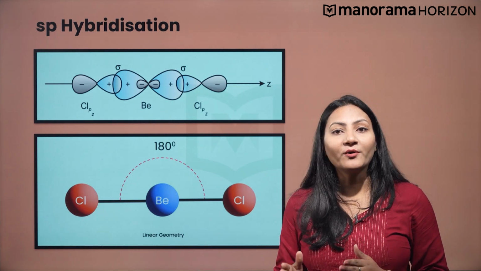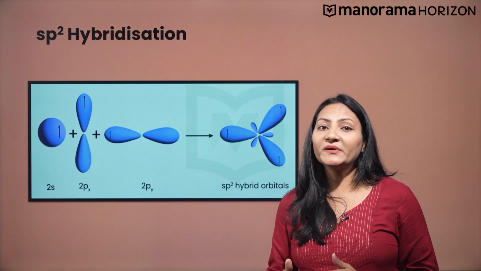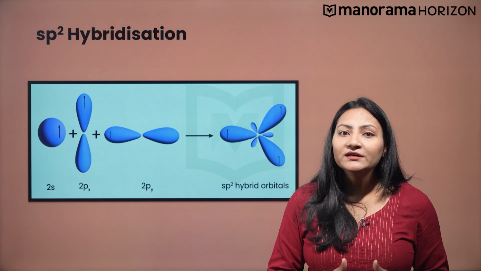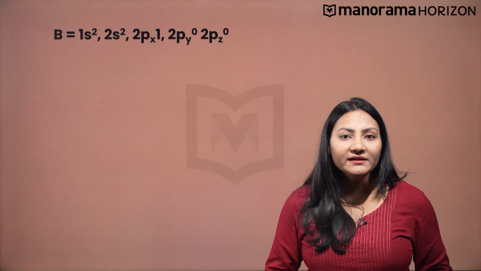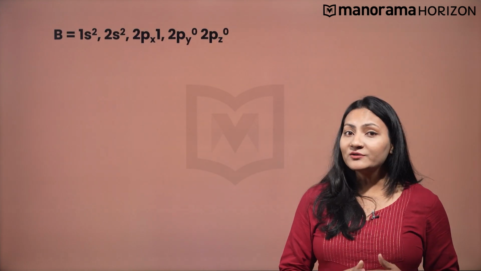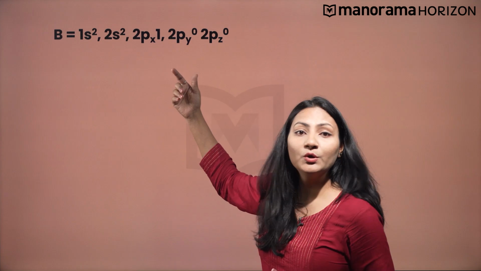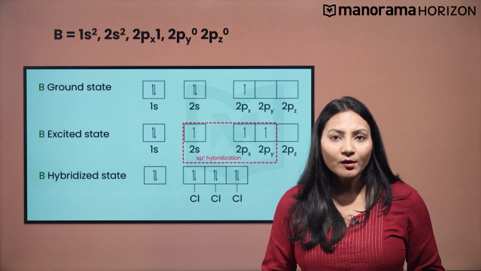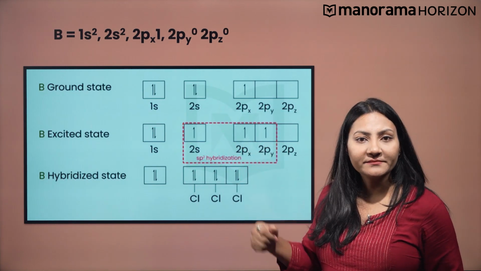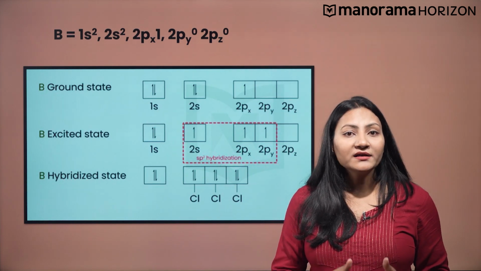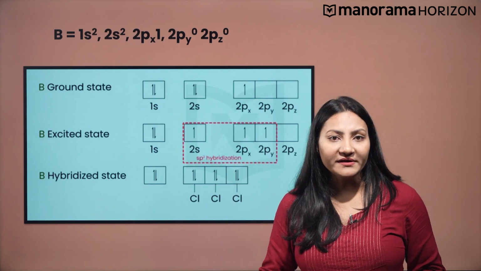and 180-degree bond angle. In case of sp2 hybridization, one 2s and two 2p atomic orbitals are mixed together to create three identical sp2 hybrid orbitals. For example, in the BCl3 molecule, the ground state electronic configuration of central atom boron is 1s2, 2s2, 2p1. In the excited state, one of the 2s electrons is promoted to a vacant 2p orbital. These three orbitals, one 2s and two 2p, hybridize to form three sp2 hybrid orbitals.